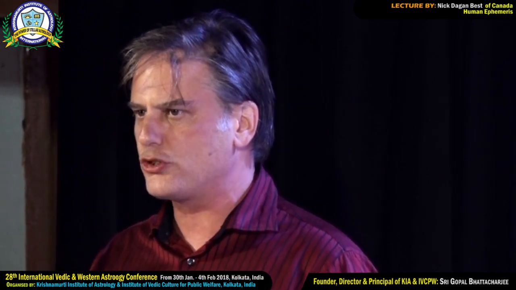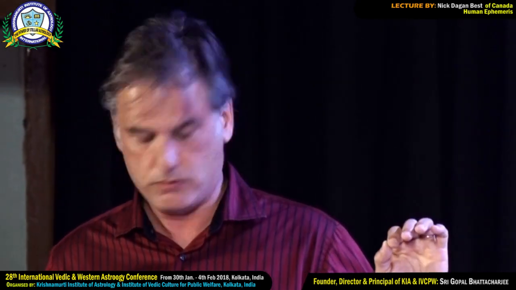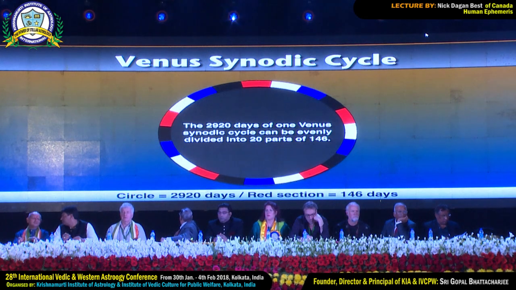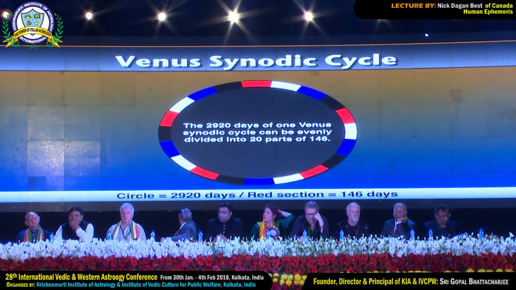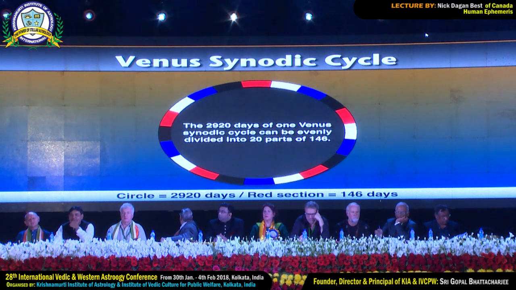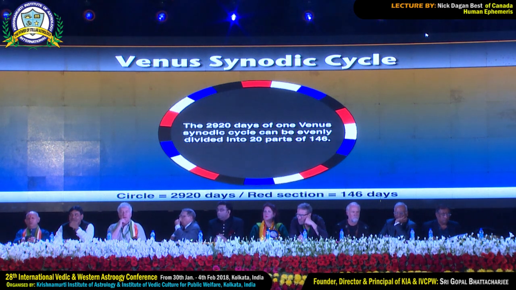All right, so let's imagine this one circle represents one Venus synodic cycle, which is 8 years minus 2 days, 2,920 days. That evenly breaks down into 20 equal parts of 146 days each. So I've basically broken down that 8-year minus 2-day cycle into 20 equal parts.